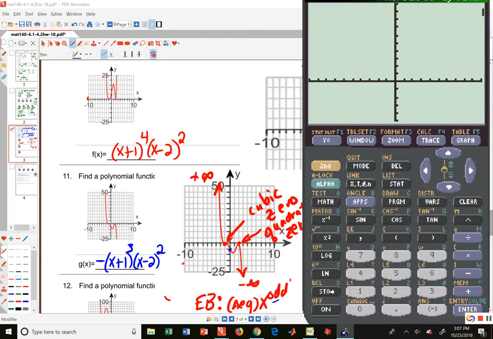All right, so this is going to look a lot more like the graph there with the tick marks. So it's bouncing off at 2. It's crossing kind of with a flatness at negative 1. Anyway, that's 2 really good examples of finding polynomial functions by using the multiplicity of their zeros.